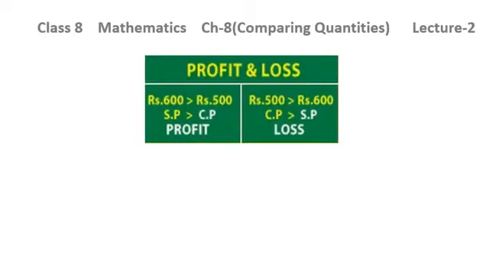If rupees 600 is the SP of an article and CP is rupees 500, then 600 is definitely greater than rupees 500. So SP is greater than CP, then it will be profit. And in another case, if CP is 600 and SP is 500, then CP is greater than SP, so it will be a loss. If you purchase an article for rupees 600 but sell it for rupees 500, then there will be a loss because CP is greater than SP.